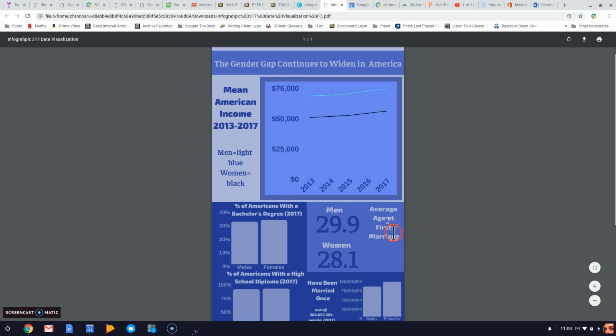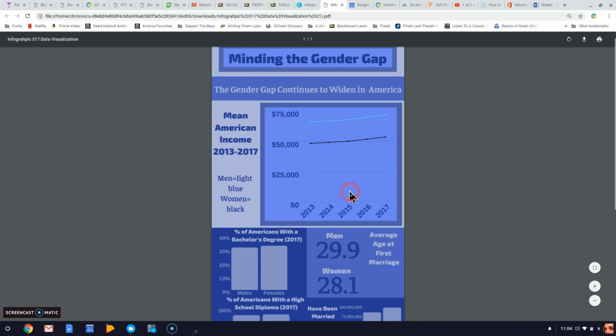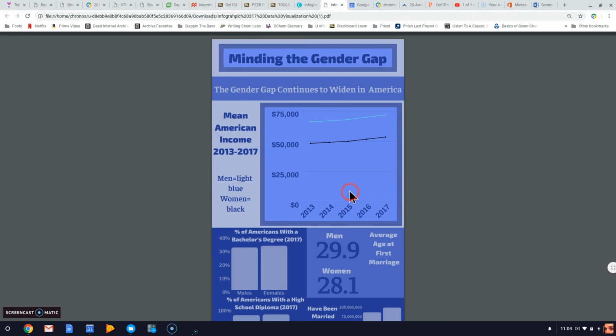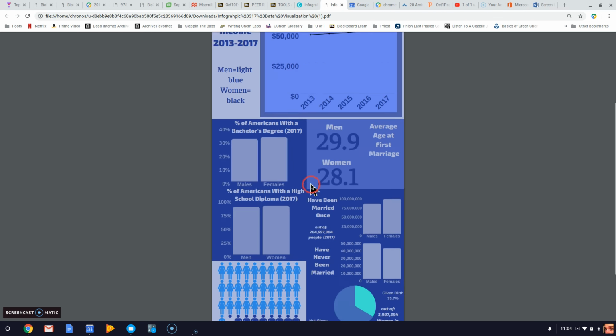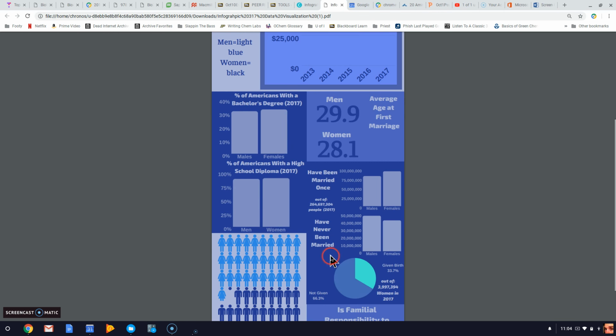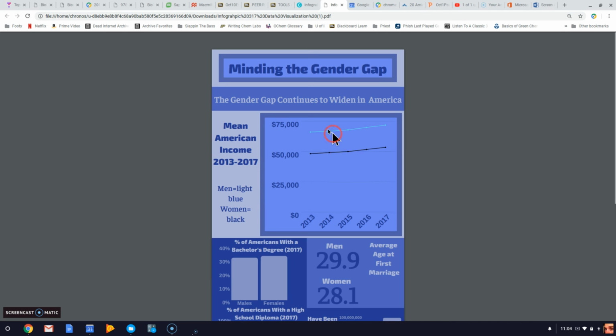Visual hierarchy is the arrangement of elements in a way which implies hierarchical importance. I used hierarchy in order to make my line graph larger than all of the other charts and graphs below it. I felt this element was the most important one because it most clearly illustrated the gender gap between females and males.